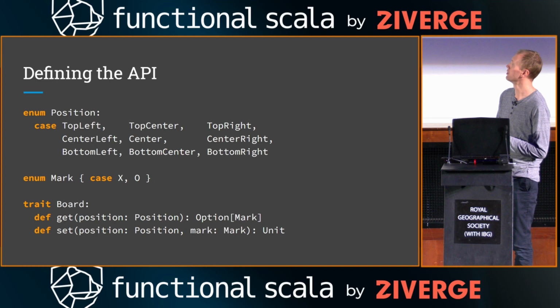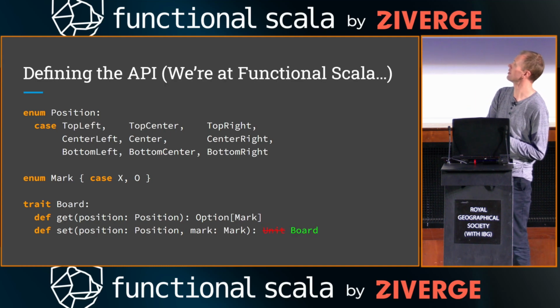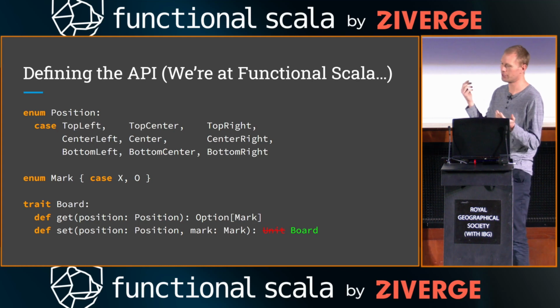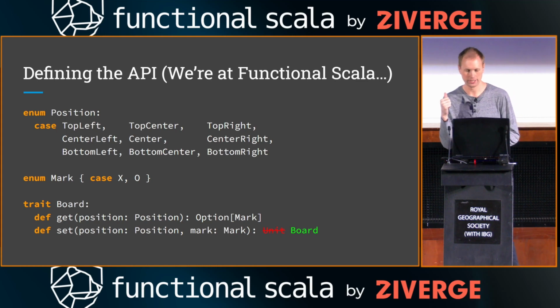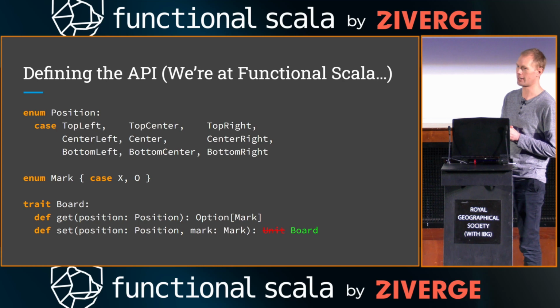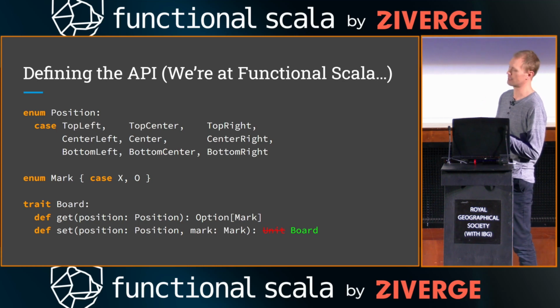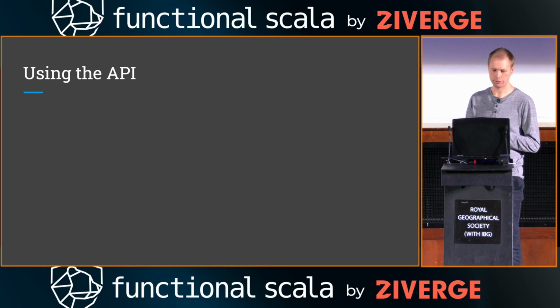And we can also set positions on this board by giving a position and a mark to use, and it'll mark that. But we're at Functional Scala, so you can probably see what's wrong with this API. It's because we're using unit, right? That's incorrect. That would be a no-op in functional programming. So we're going to change it. So now it's going to return a whole new board, and the board is going to have that new state set.